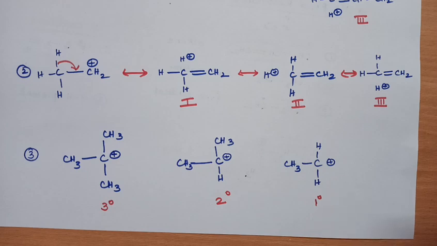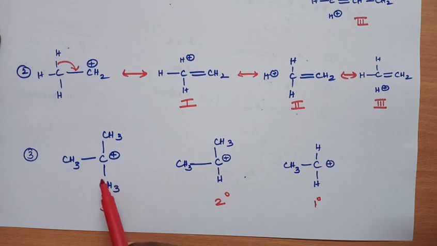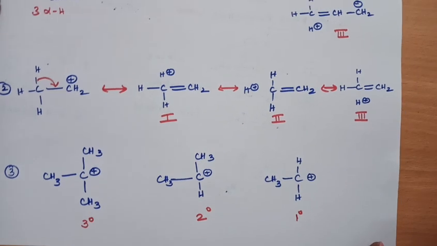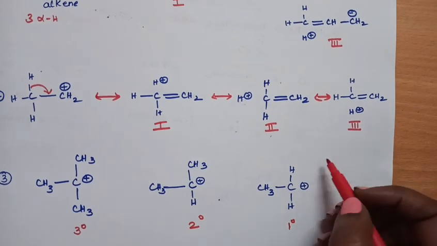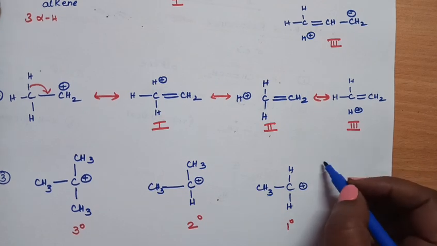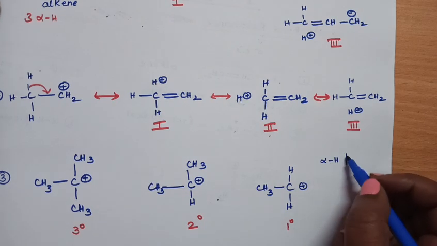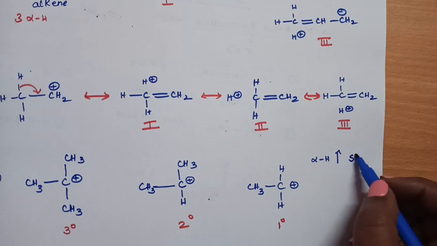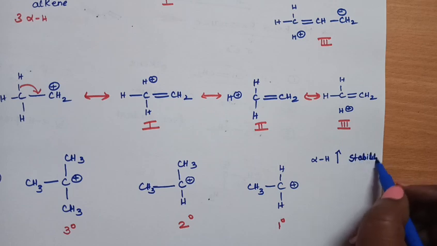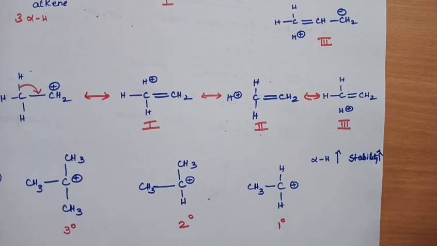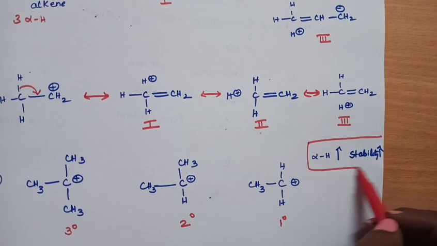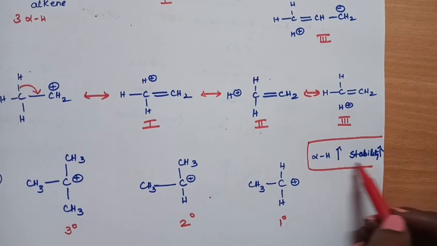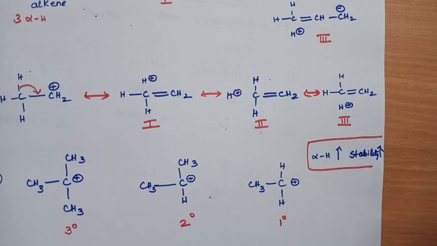So students, which is more stable now? You know that hyperconjugation takes place in all these three, but which is more stable? To find out the stability, stability is directly proportional to the number of alpha hydrogen atoms. So remember this: if alpha hydrogen atoms are more, then stability is more. The more the number of alpha hydrogen atoms, the more will be the stability by hyperconjugation.